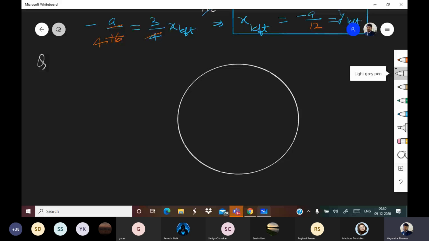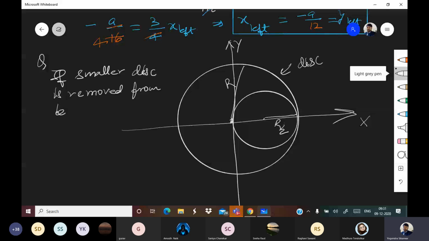So if the smaller disk is removed from the bigger disk, as shown, find the center of mass of the bigger disk. Find the center of mass of the bigger disk. Please find.